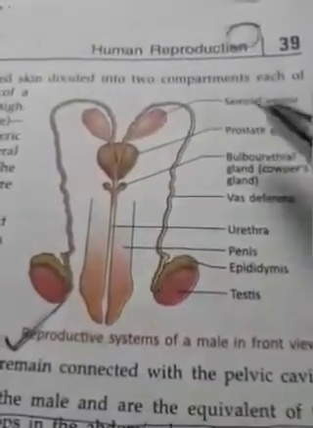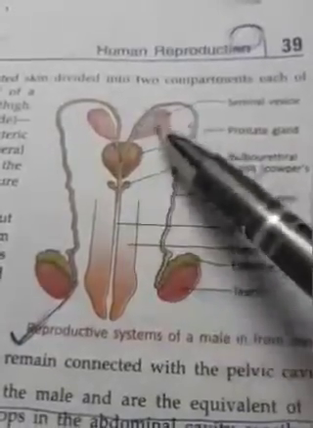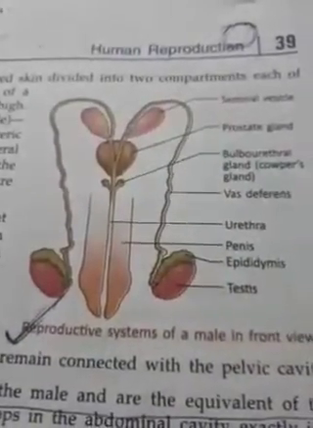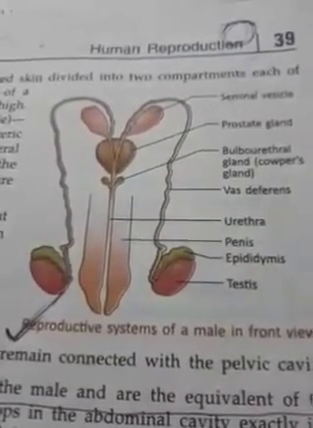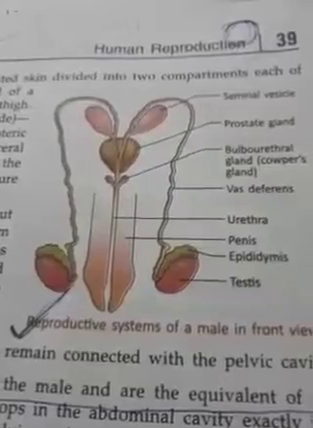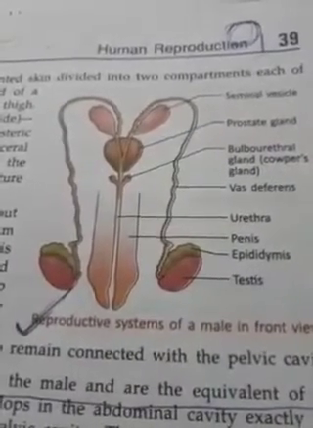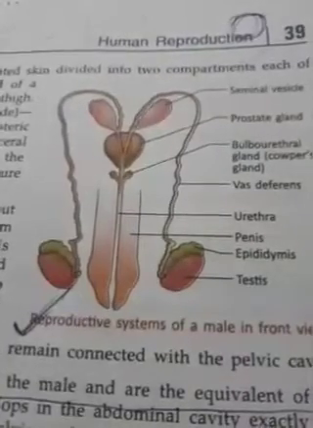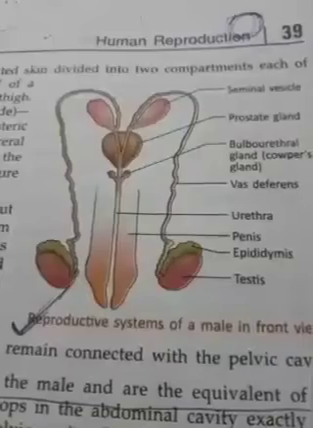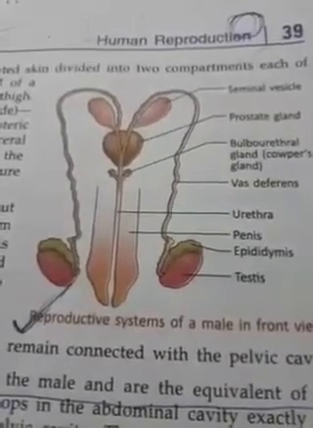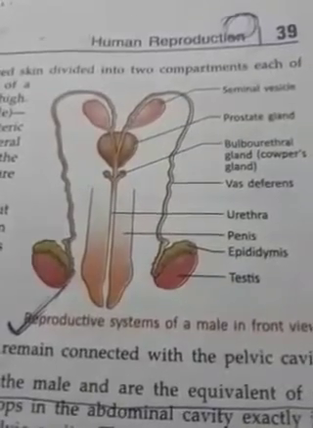Next comes the seminal vesicle. Here you can see these structures on both sides, known as the seminal vesicles. They are mainly found on each side of the urinary bladder, and they do not really store any sperm inside them, but they help in the process by secreting a thick alkaline fluid which provides nourishment to the sperm.